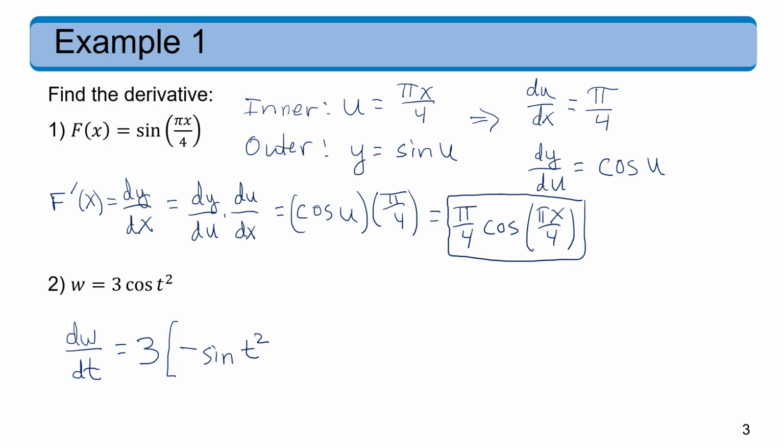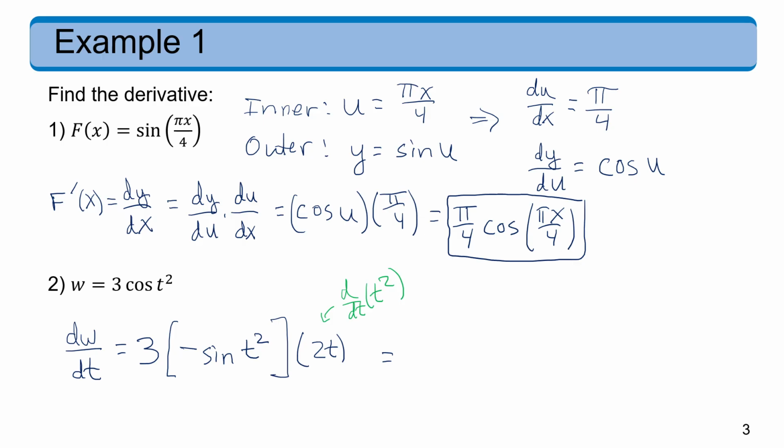Now we need to have the extra factor of the chain rule, multiply by the derivative of the inside part. The inside part is t squared, so the derivative of t squared is 2t. So just to make a note where that 2t came from, that's the derivative with respect to t of t squared. And that's it.